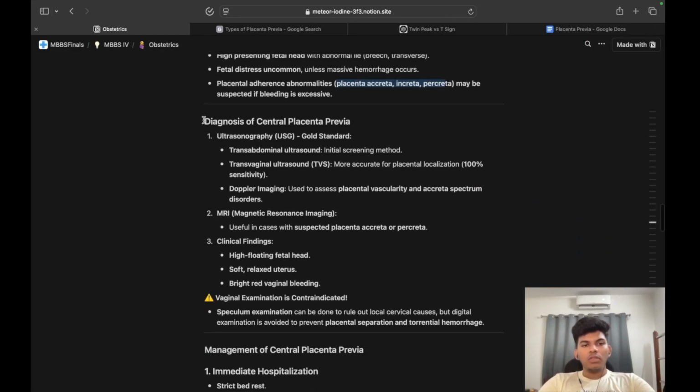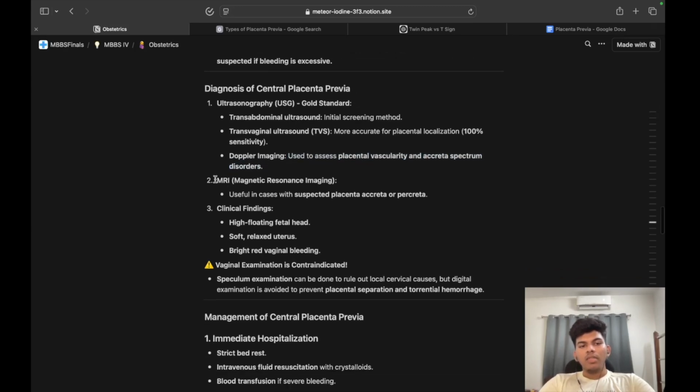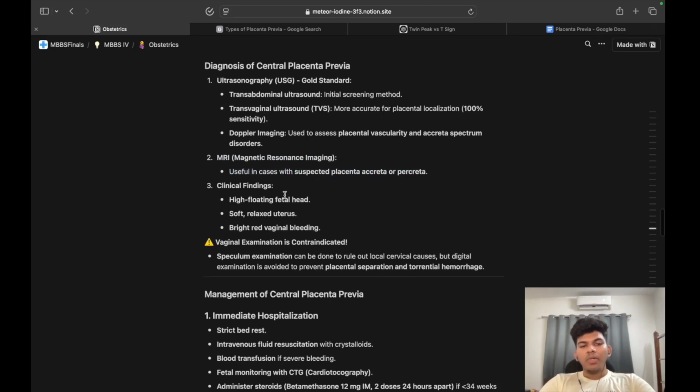Next, coming to diagnosis. USG is the gold standard. Trans-abdominal ultrasound is the initial screening, and trans-vaginal ultrasound is more accurate for placental localization and has 100% sensitivity, which is very nice. Doppler imaging is used to assess placental vascularity and accreta spectrum disorders. Next, coming to MRI, it is useful in cases with suspected placenta accreta or percreta.